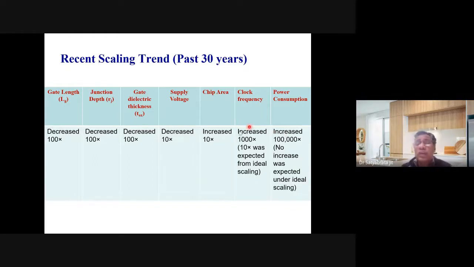Clock frequency has been increased almost 1000 times. And power consumption is also increased. Okay, so increasing frequency and simultaneously power consumption is also increased.